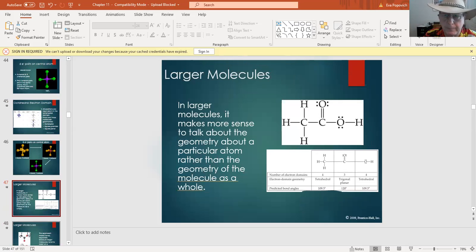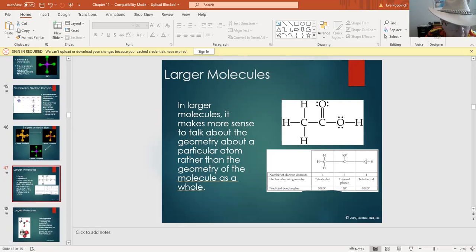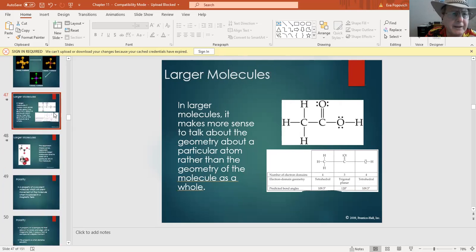All right. I'm just going to mention one more thing, and then I'm going to stop for the day. And it may actually be the end of this slide. Nope. I've got to go to polarity next. All right. I have a larger molecule here, Cassidy.